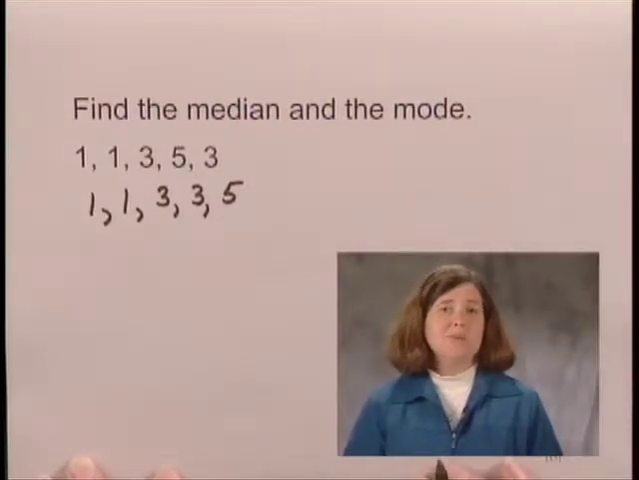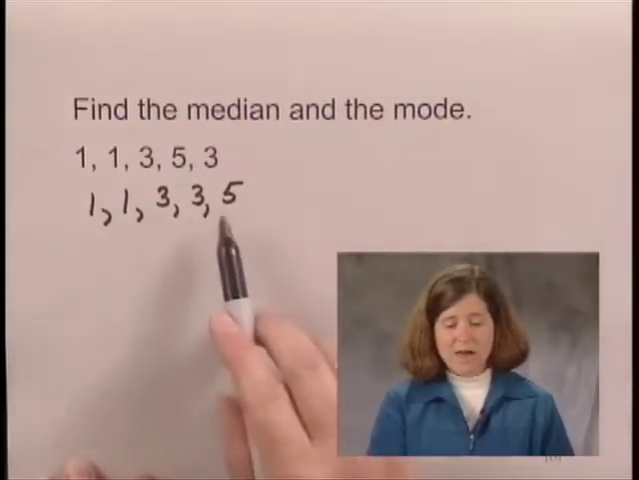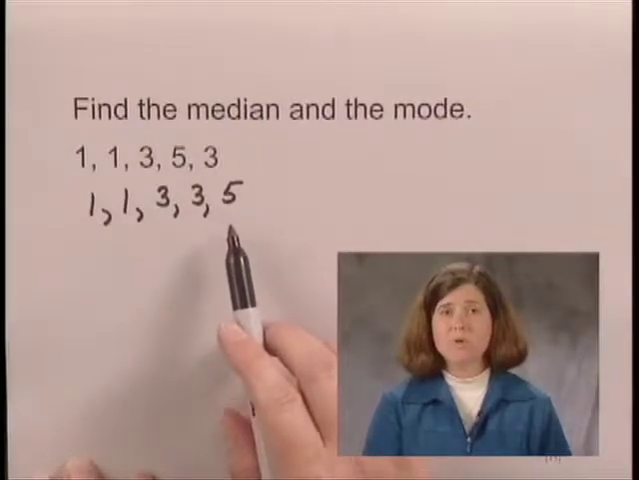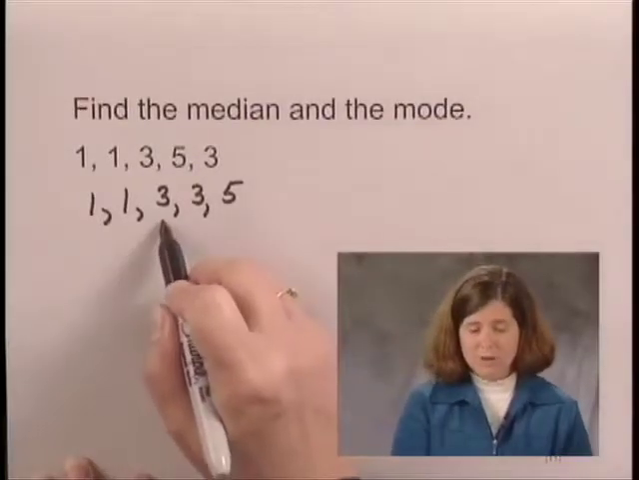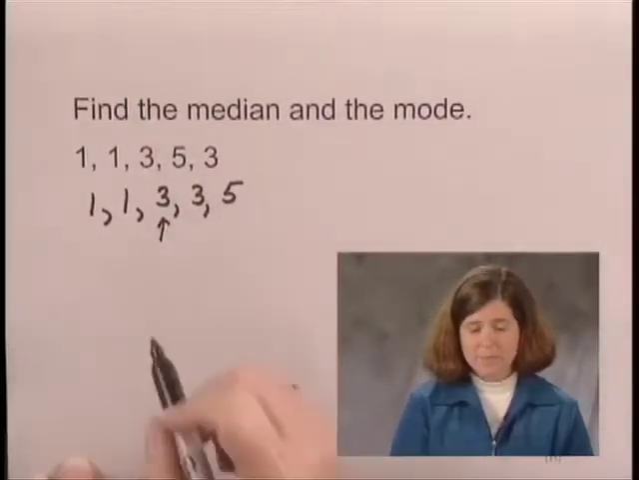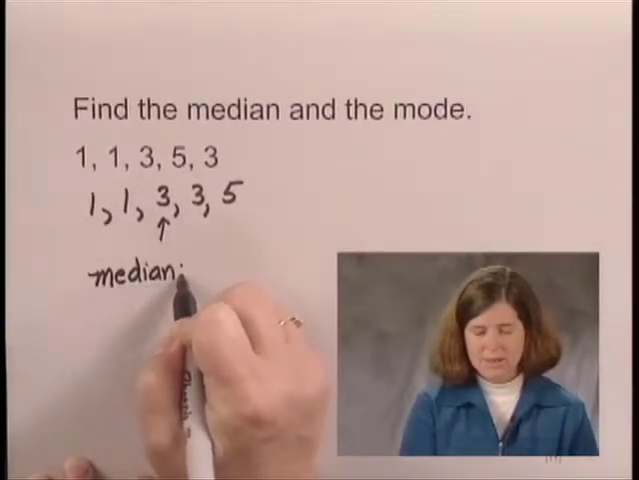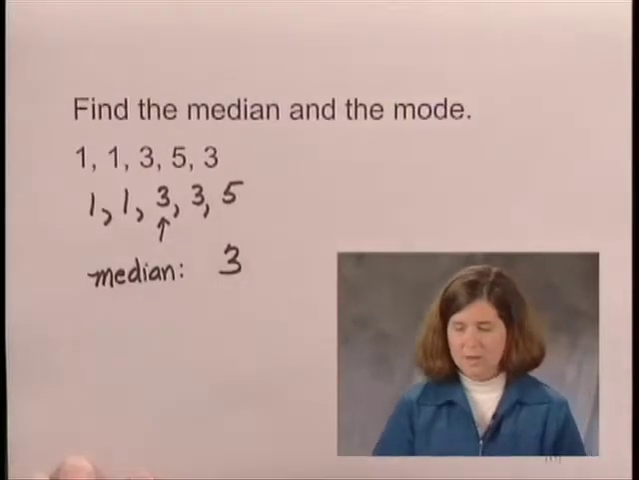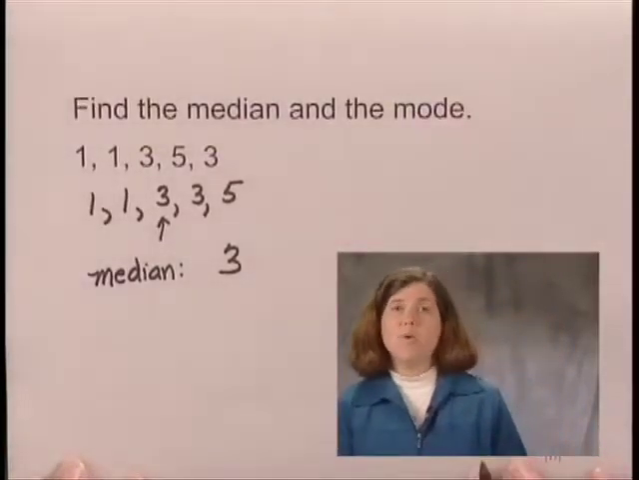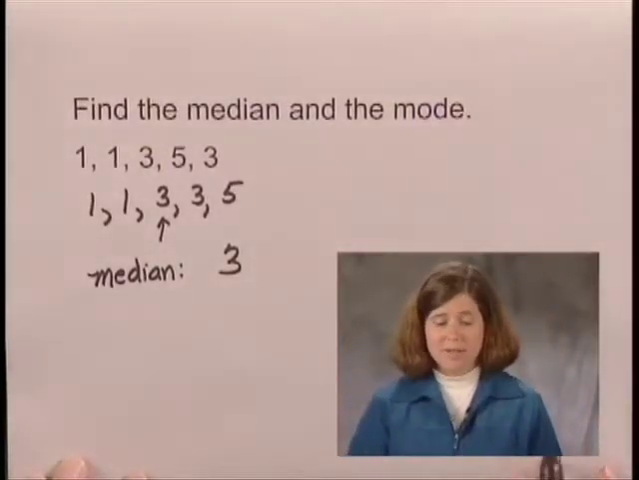The median is the middle number in the list. Since there are 5 numbers, which is an odd number, there will be a middle number. The middle number in the list is 3. So the median is 3. The mode is the number or numbers that occur most often in the list.